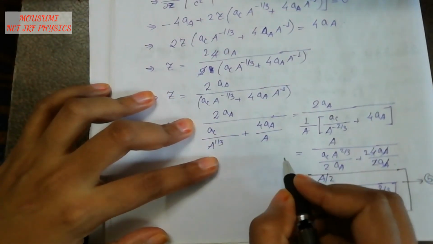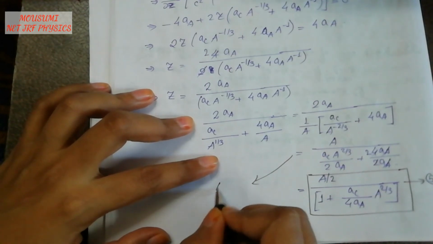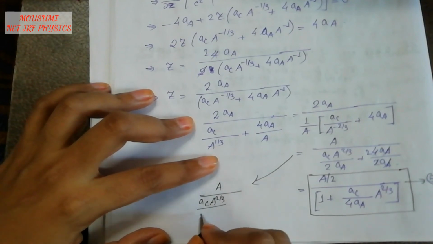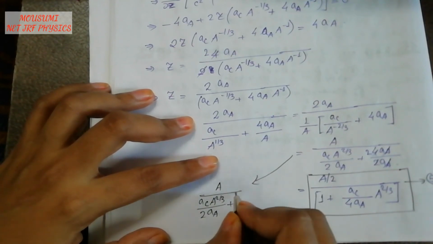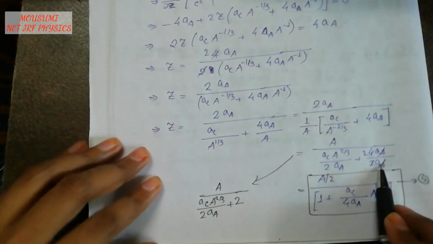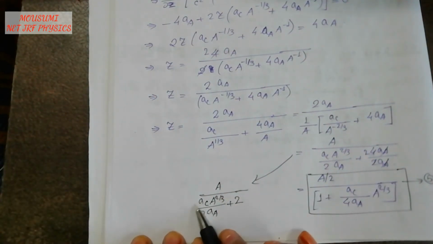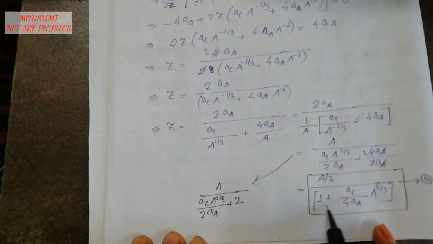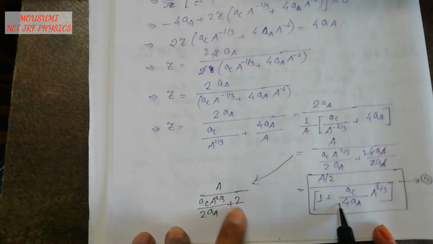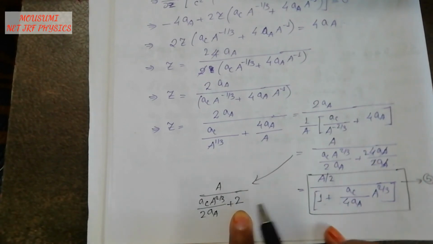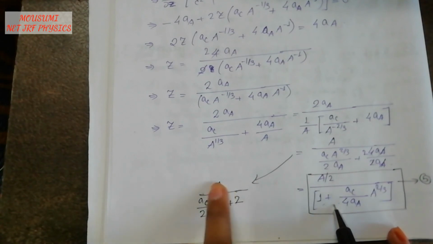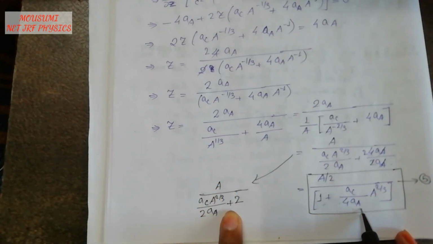You can see from this term what you will get. From this term you will have A is there. It will be AC A to the power 2 by 3 by 2AA plus only 2 will be there. After cancelling you will get this term. And if you take 1 by 2 common from the denominator, then in the denominator you will have 1 plus, for this term taking 2 common, you will have 2. If you take 2 common from this term, then this term will be 1, right, plus, and this will have AC by 4AA A to the power 2 by 3.